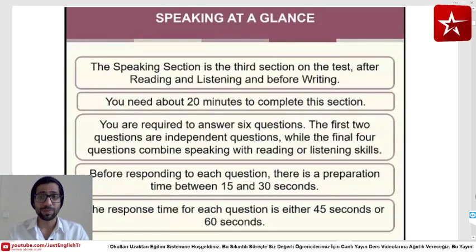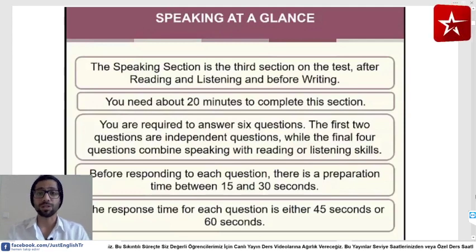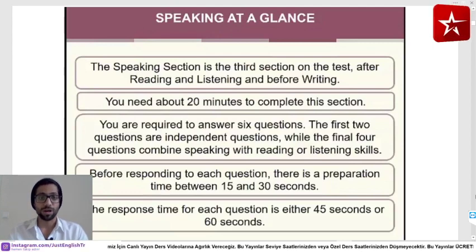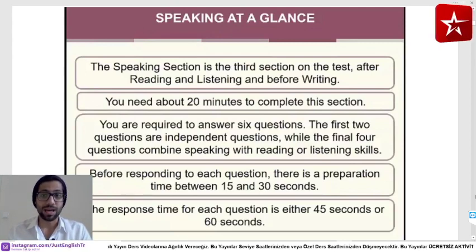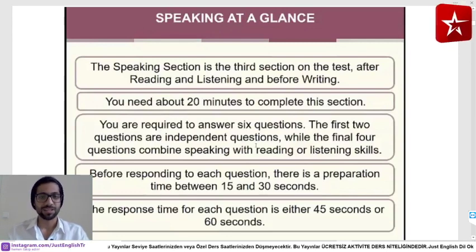Here also we have the speaking sections. As we said before, the speaking section will be the third module, which means first of all we have the reading, then we have the listening. You will have a 10-minute break. Be sure to commit to 10 minutes, then moving on to speaking. So here it says the third section is a speaking part, after the reading and listening and before the writing. I know it's complicated, but that's the way it is.